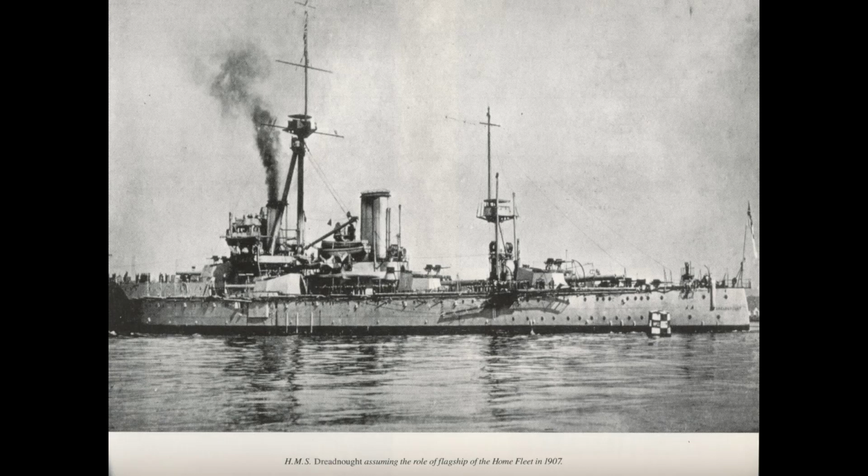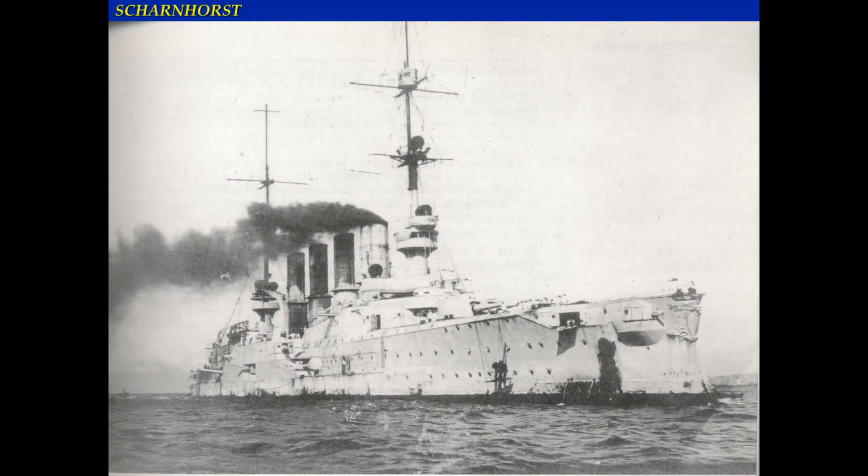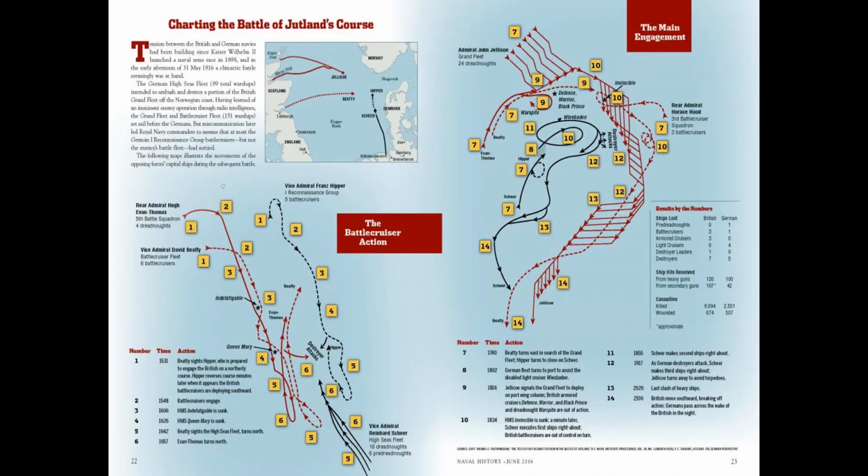Here's the HMS Dreadnought. This was the first Dreadnought class warship that the British built. And then this is the German equivalent, which is the Scharnhorst, one of the most powerful of the battleships that the Germans had. And here's another chart showing the movement of all of the ships during the fighting at the Battle of Jutland. And this is an interesting set of information.